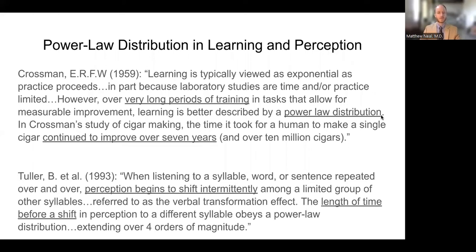And these investigators found that the length of time before that shift in perception also obeys a power law distribution, extending over 4 orders of magnitude. So that's both learning and perceptual systems, which have this marker of complexity.